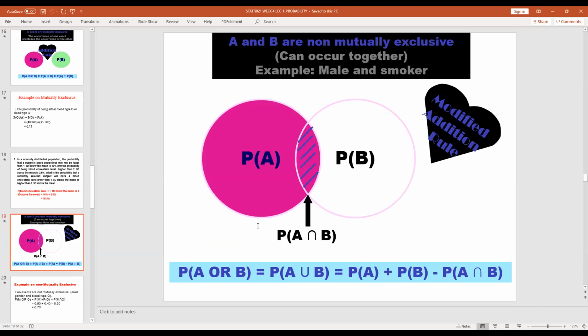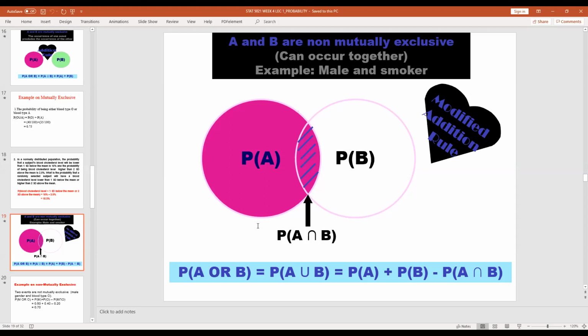Okay, so the next event that I want to talk about right now is non-mutually exclusive. Before, we talked about mutually exclusive, but right now we're talking about non-mutually exclusive. A non-mutually exclusive event, if I want to speak in the framework of two events, is either A occurs or B occurs or both occur. I'm going to say that again: it's either A occurs or B occurs or both occur.